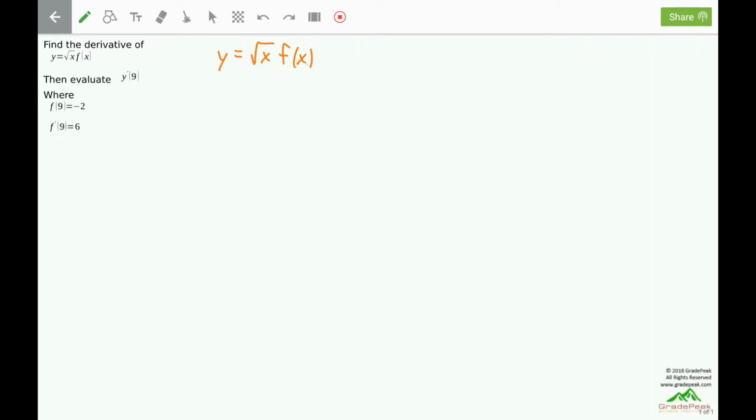I'm going to want to rewrite that square root as a fractional exponent before I do anything else. That is x to the first power and second root, so x to the 1/2, times f of x, to help with the derivative. Since we have a product here, the derivative will involve the product rule.